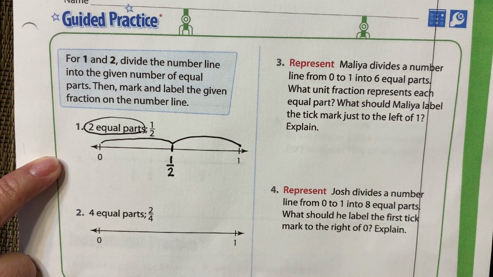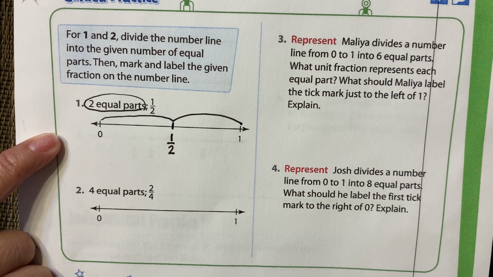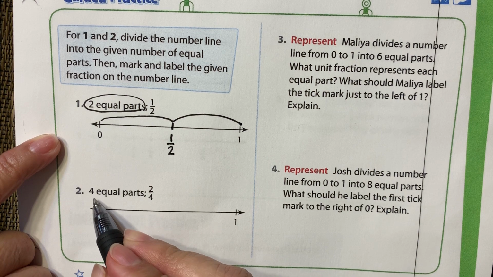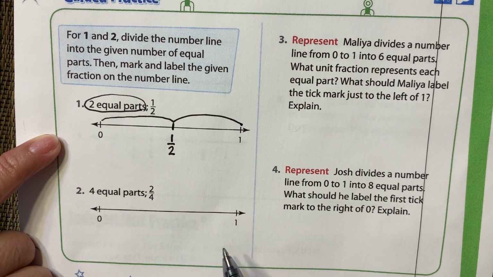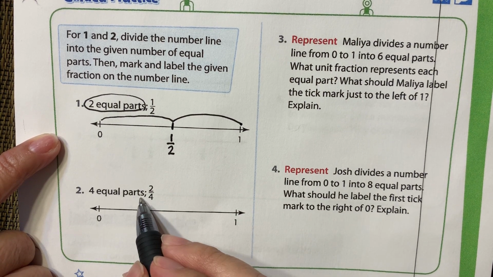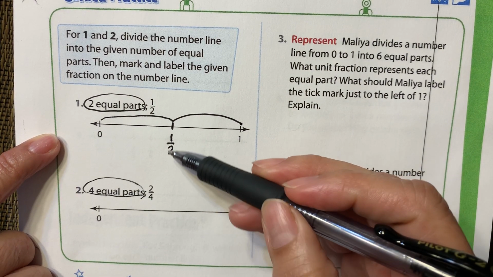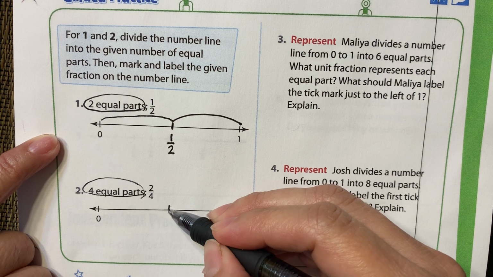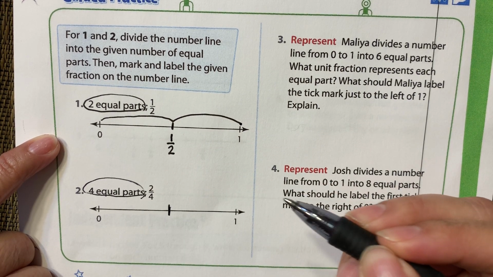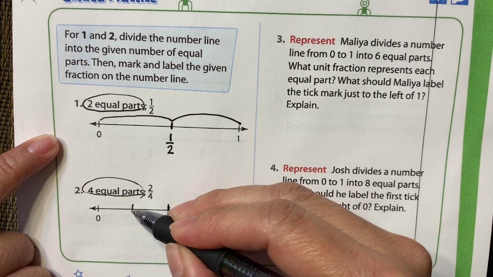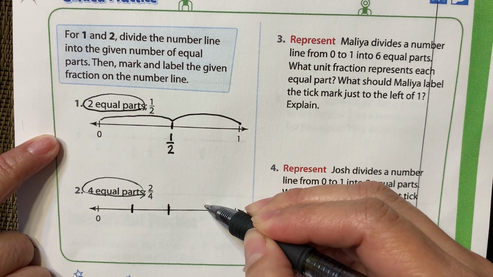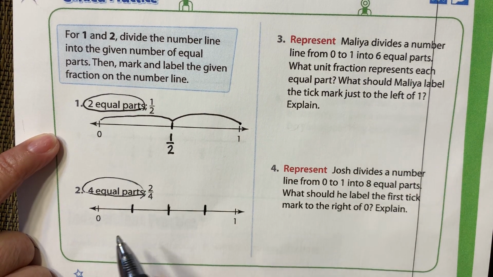For number 2, our problem now is asking us to break apart this number line into 4 equal parts. And so that's what I'm going to do. I'm going to do the same thing I did to the top. First, I'm going to cut it in half. And then I'm going to cut those halves in half again. And now I have 4 equal parts.